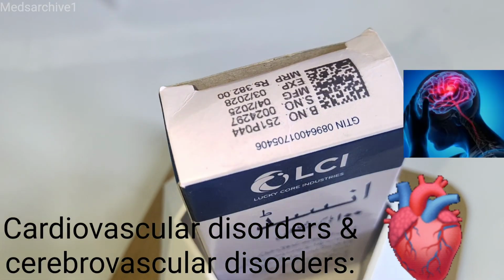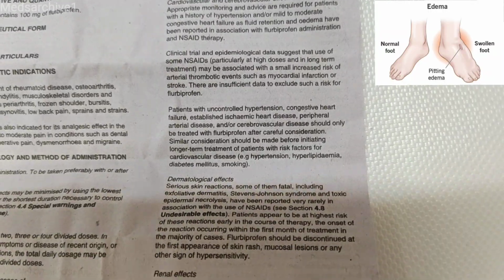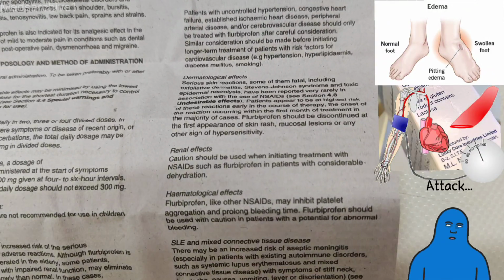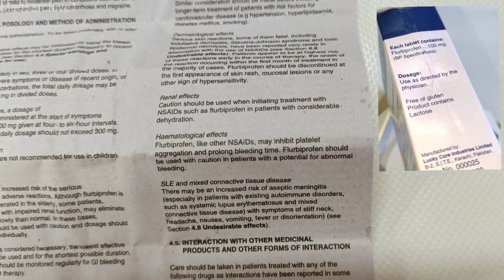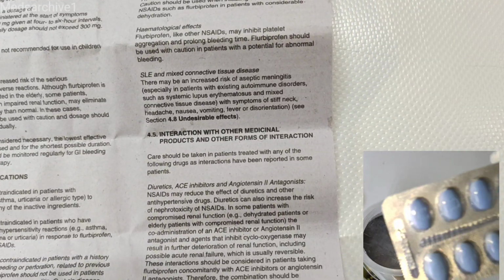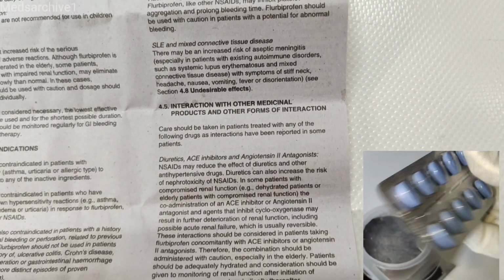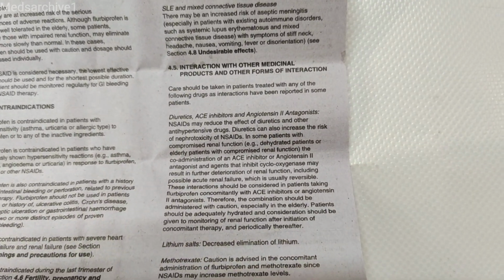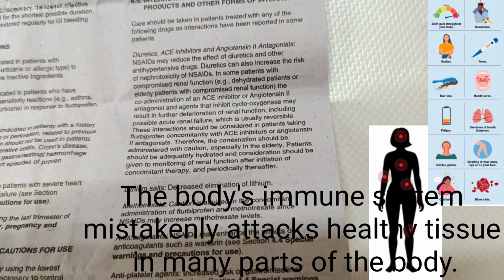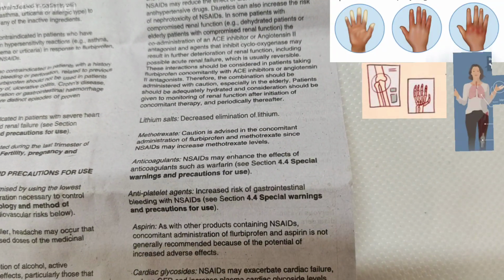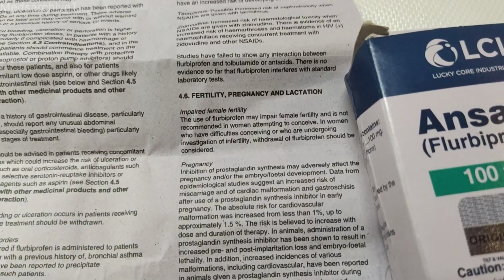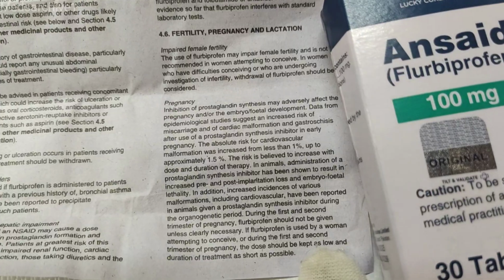Cardiovascular disorders and cerebrovascular disorders, edema, hypertension and cardiac failure have been reported in association with NSAID treatment. Clinical trial and epidemiological data suggest that use of some NSAIDs, particularly at high doses and in long-term treatment, may be associated with autoimmune disorders, such as systemic lupus erythematosus and mixed connective tissue disease, with symptoms of stiff neck, headache, nausea, vomiting, fever and disorientation.